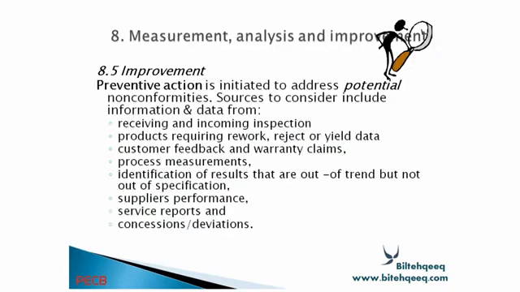And in the same way, there is also preventive action, which is intended to address potential non-conformities. And this is to prevent the potential non-conformity. Sources to consider include information and data from receiving and incoming inspection, product requiring rework, reject or yield data, customer feedback and warranty claims, process measurements, identification of results that are out of trend but not out of specification, supplier performance, service reports, concessions, deviations.